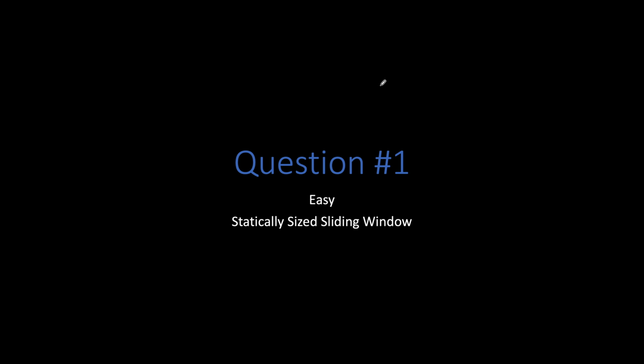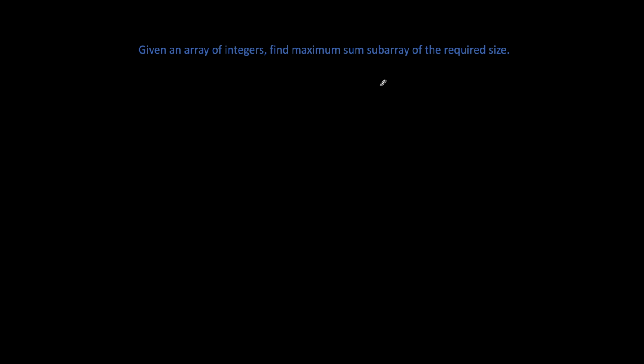This is an easy one, and we're going to use a statically sized sliding window. Given an array of integers, find the maximum sum subarray of required size. Here's our example input. Bunch of integers, negative, positive, whatever. And the subarray size is 2, meaning that we're going to find a subarray with the maximum sum of size 2.